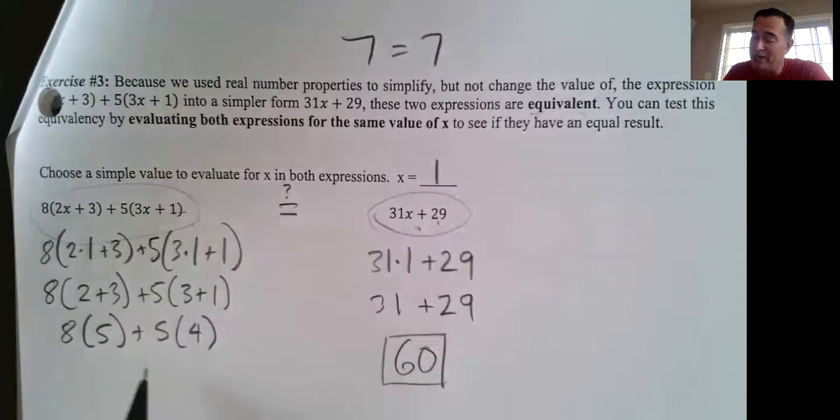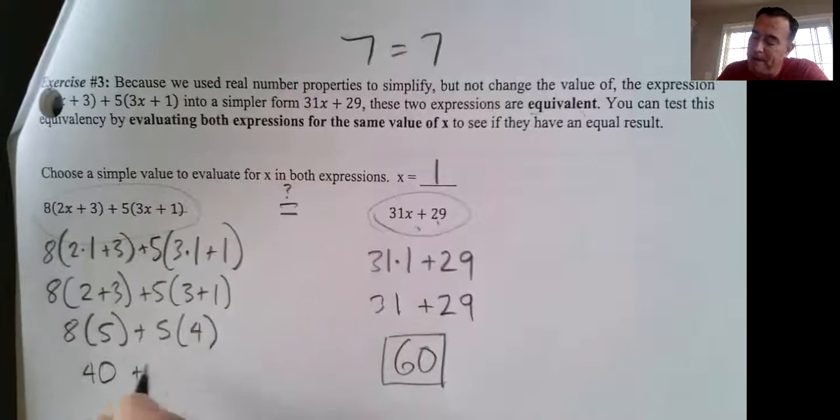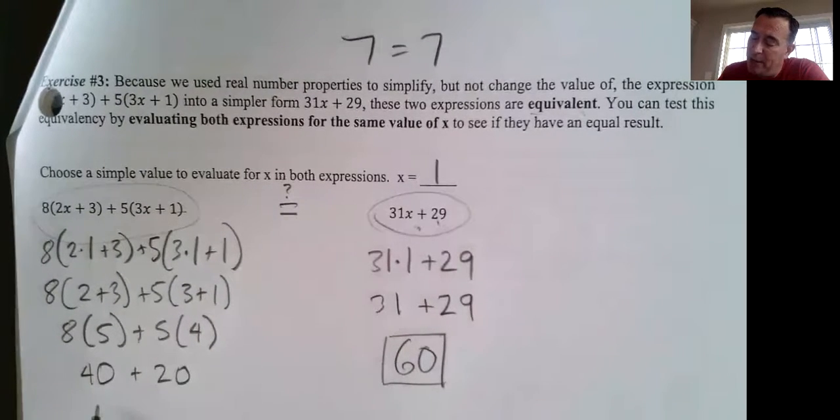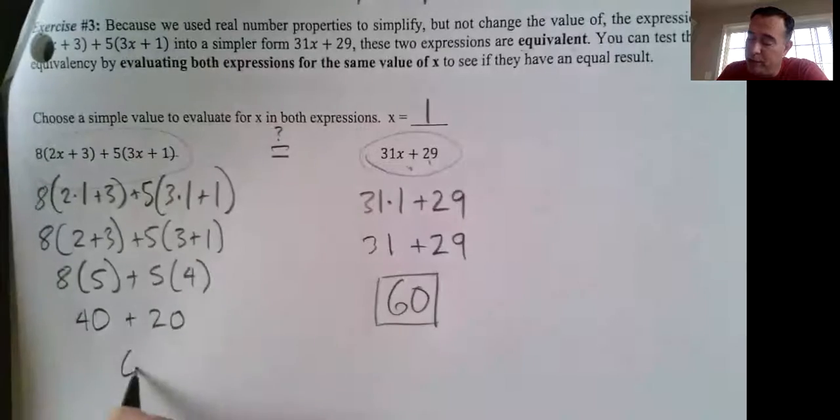Now I do the multiplication. I can't add first. I multiply first. 8 times 5 is 40. 5 times 4 is 20. And when we add the two of these together, we will also get 60.